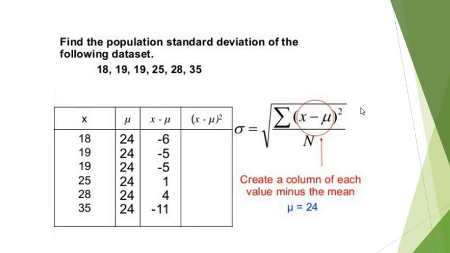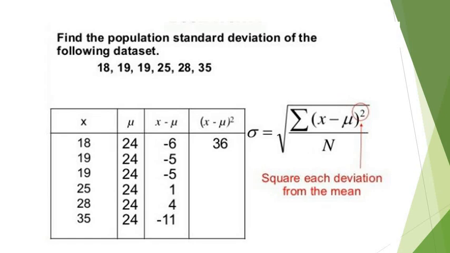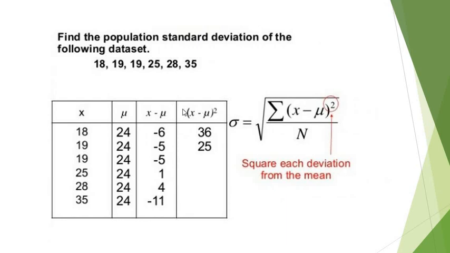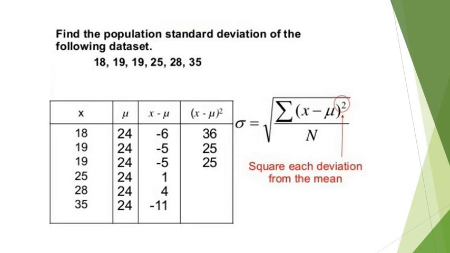The next step is to square each value, each of the answers that we got. So each of these answers we're going to square, and that should give us the result we're looking for before we find the sum. So when we square negative 6, that will give us what? Correct. That should give us 36. 25 is correct for the next one. So we're squaring each value under x minus mu, or x minus the mean.